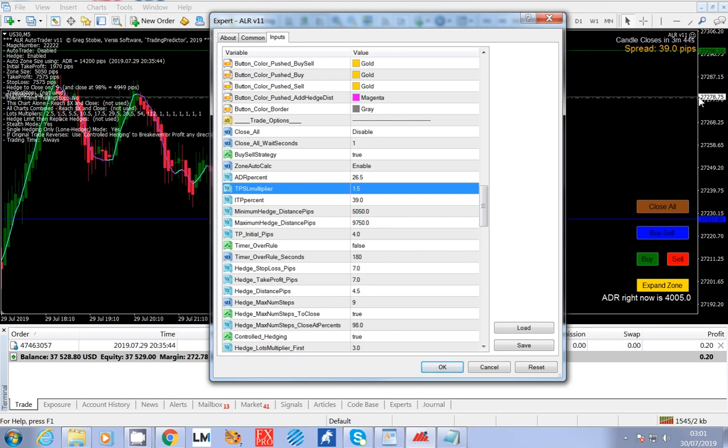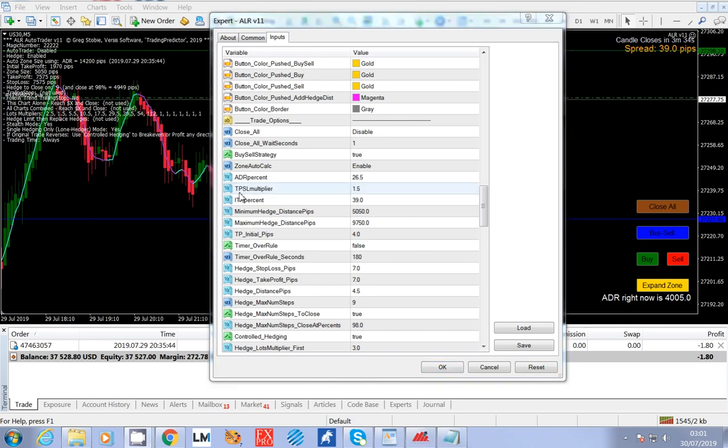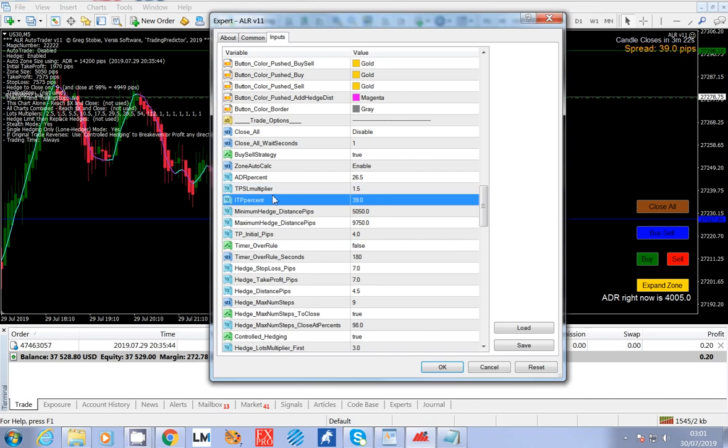TPSL means take profit stop loss multiplier. So the take profit distance is calculated by this number based on the size of the zone, which is based on the size of this number here, based on the formula. Okay. Right, the ITP percent is initial take profit percent.